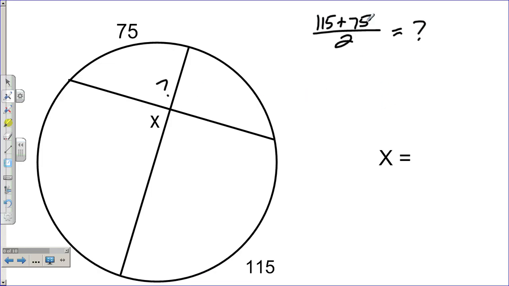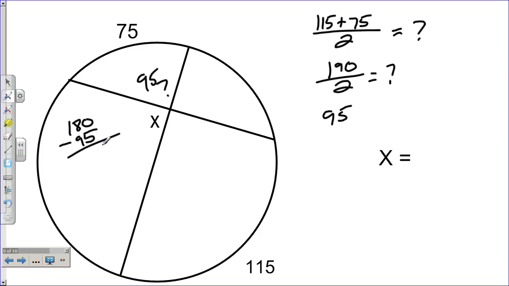So 115 plus 75 is 190. Divided by 2 equals what? Well, 190 divided by 2 is 95. So that means this angle is 95. Now back from way back when, we remember these two beside each other are a linear pair, and a linear pair totals 180. So I take 180 and I subtract 95 and I get 85. So in this case, x is 85 degrees.